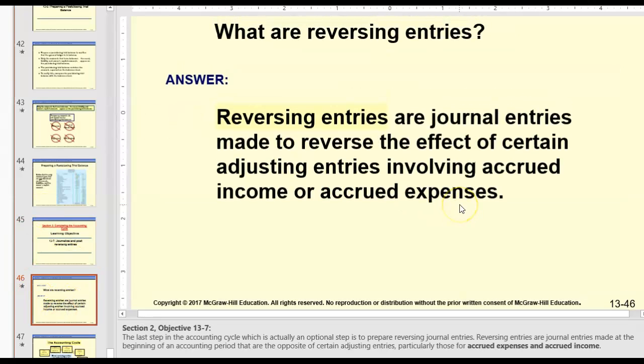Okay, what are reversing entries? Journal entries made to reverse the effect of certain adjusting entries that involved accrued income or accrued expenses. Reversing entries also work for any mistakes that are in the journal that you need to go back and fix.